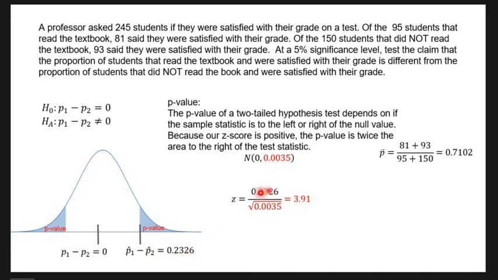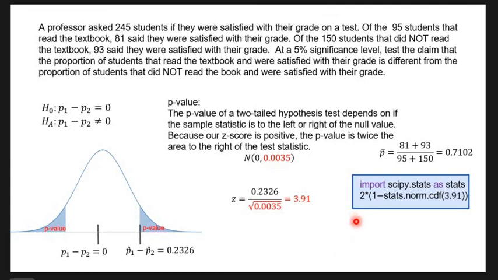So I need twice the area to the right of this positive test statistic. If the test statistic were a negative z-score, I'd look for twice the area to the left of that test statistic. But because it's positive, I'm looking for twice the area to the right to find the p-value.